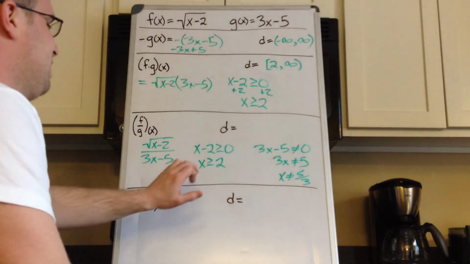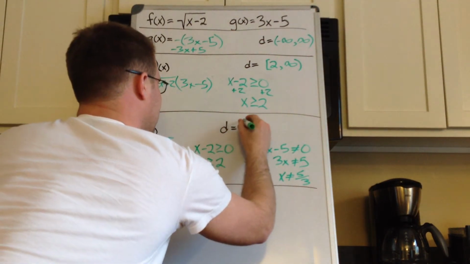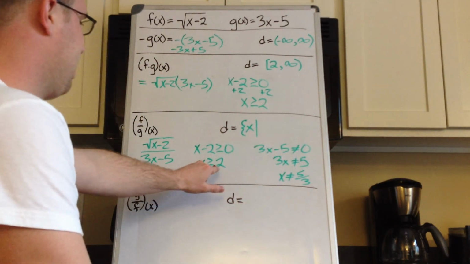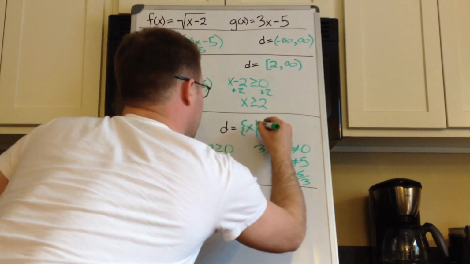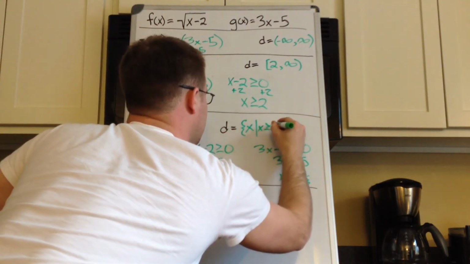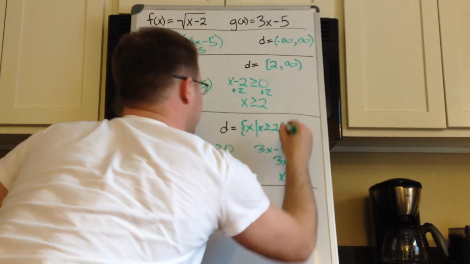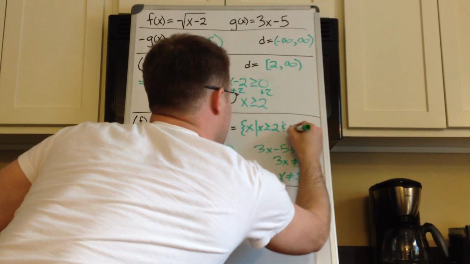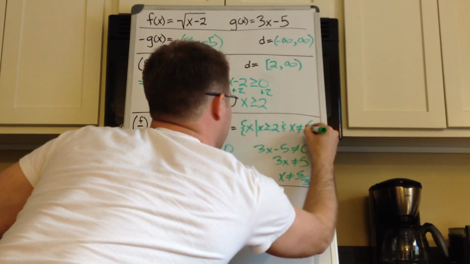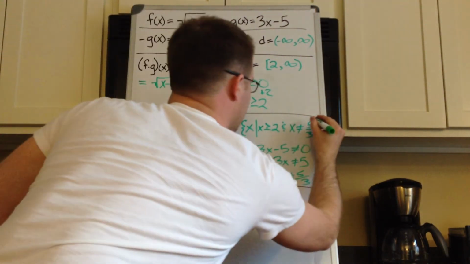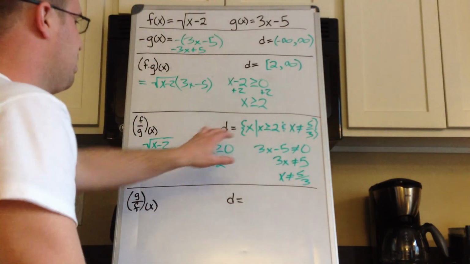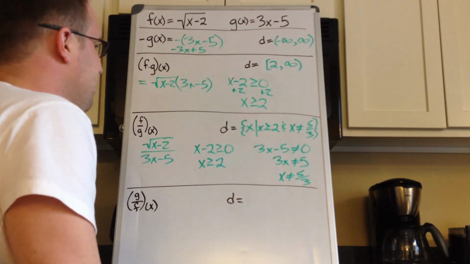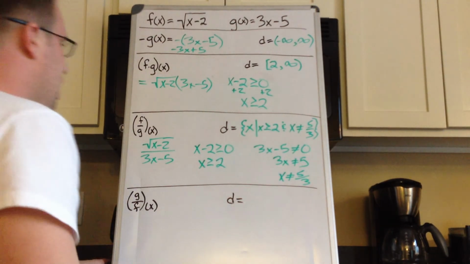So I'm going to write it in set builder notation. So the domain is going to be the set containing x such that x is greater than or equal to 2, and, I'm not going to write out the word because I don't have space, x is not equal to 5/3. And then I'll close our brackets here. So the domain is x such that x is greater than or equal to 2 and x is not equal to 5/3. Alright, that one is done.